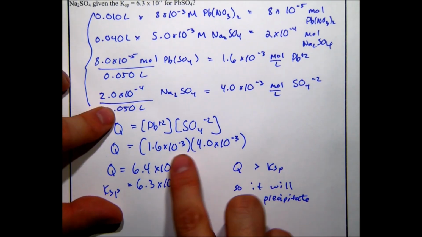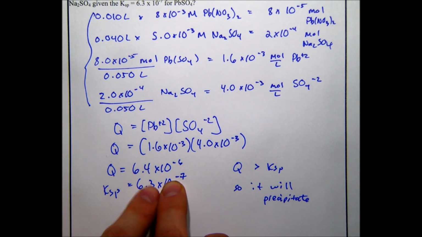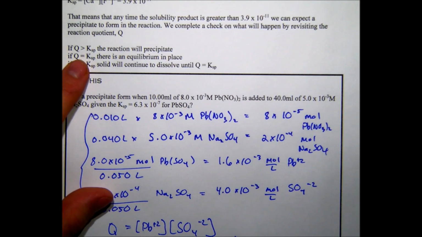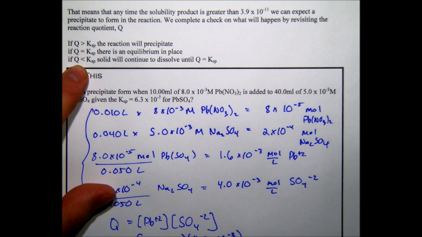And then finally, once we create our Q expression, which is like our KSP, we get Q. Q is greater than KSP, so it will precipitate. If Q is equal to KSP, then we have an equilibrium. Nothing's really going to change. And then if Q is less than KSP, then we can actually continue to dissolve things.